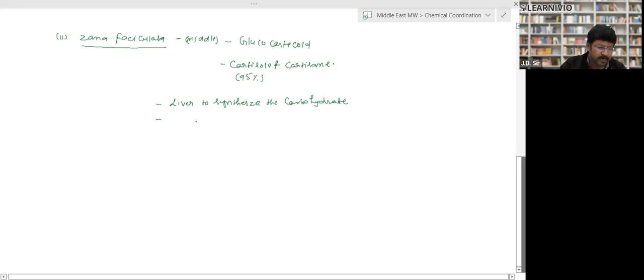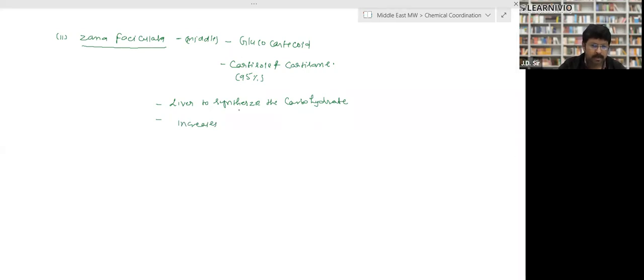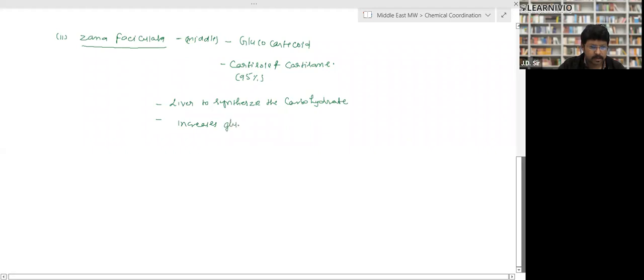Next point. It increases the glucose level in blood. Next point. It increases the amino acid in blood.